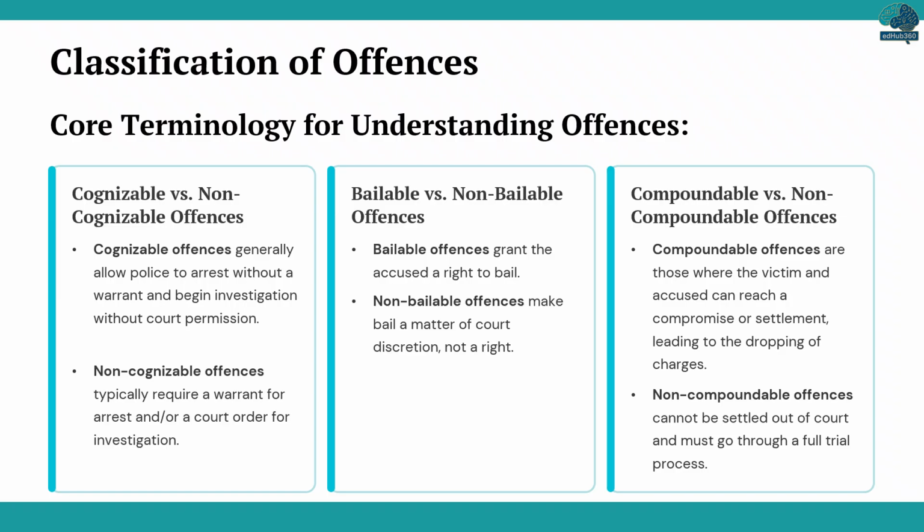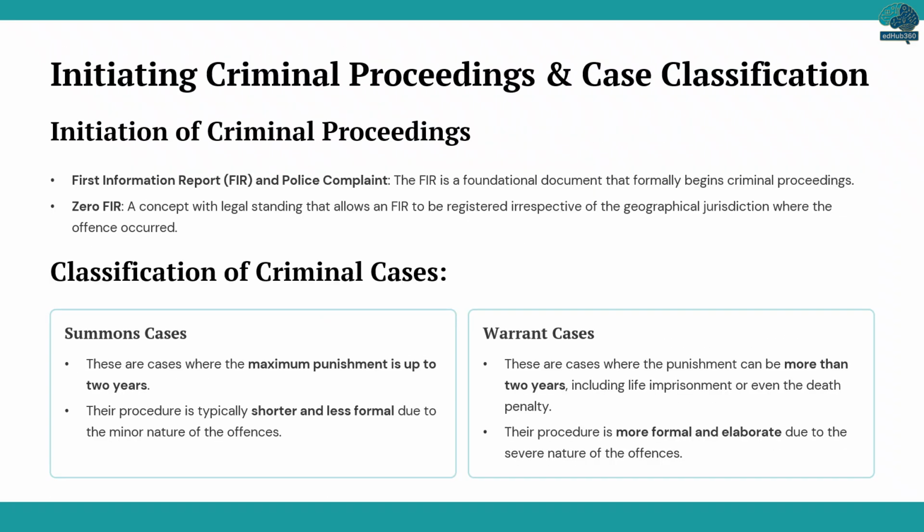Finally, we classify offenses as compoundable versus non-compoundable. Compoundable offenses are those where the victim and the accused can reach a compromise or settlement, which can lead to the charges being dropped. Non-compoundable offenses, however, cannot be settled outside of court and must proceed through a full trial process.